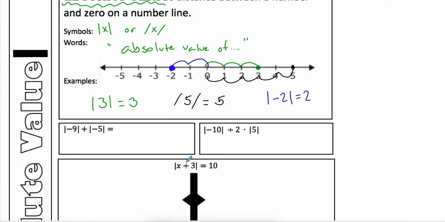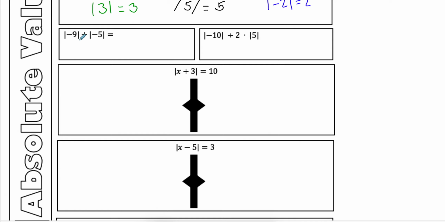Let's check some examples out here. We have the absolute value of -9 plus the absolute value of -5. Well, how far is -9 away from 0? It's 9 away from 0. The absolute value of -9 is just 9. Plus the absolute value of -5 is 5. 9 plus 5 is just 14. And that's your answer. That's how absolute value works. You find out how far away that number is from 0, and then you just solve.